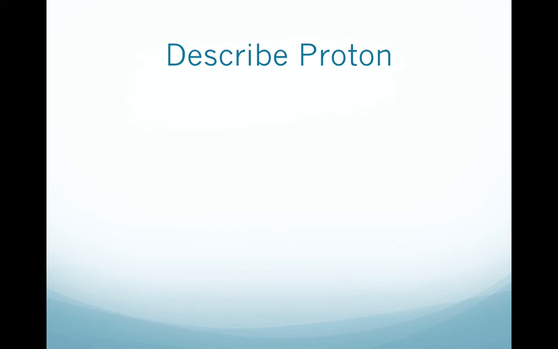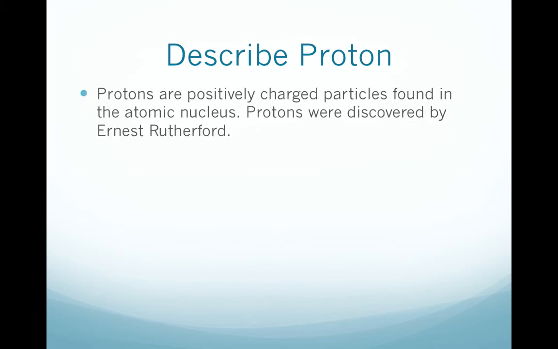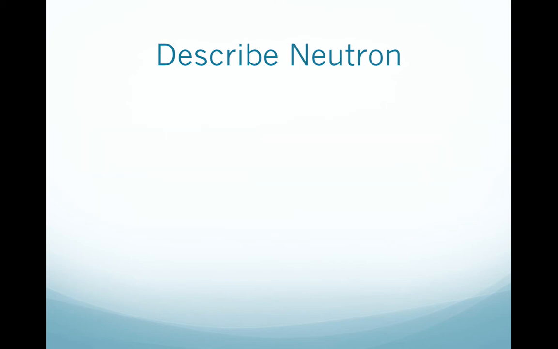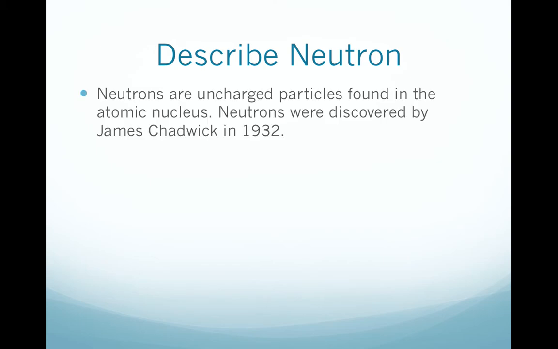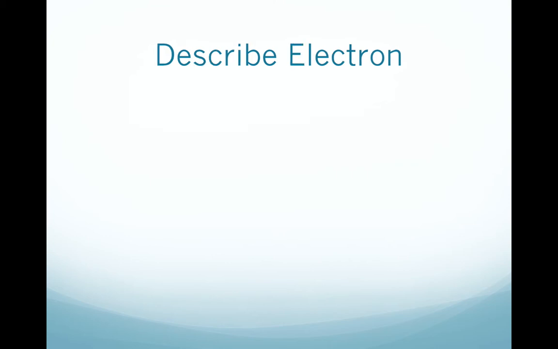So next we are going to look at protons and their characteristics, and neutrons and electrons and their characteristics. So protons are positively charged. They contain a positive charge, and they're contained in the center of the atom, which is called the nucleus. Also, a little history, you probably remember this from last year. Protons were discovered by Ernest Rutherford about 100 years ago. Next, neutrons. Neutrons are neutral. They have no charge, but they are contained in the center of the atom in the nucleus. Neutrons were discovered by James Chadwick in 1932.